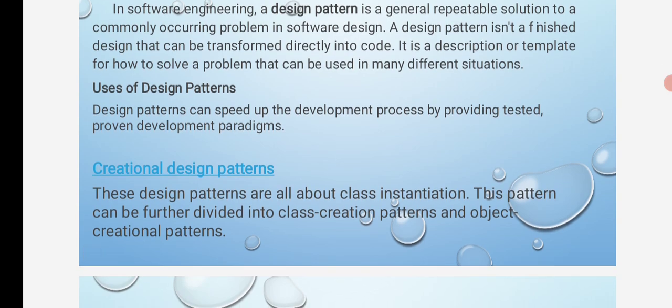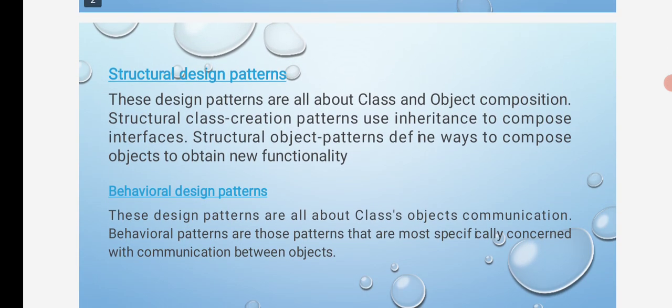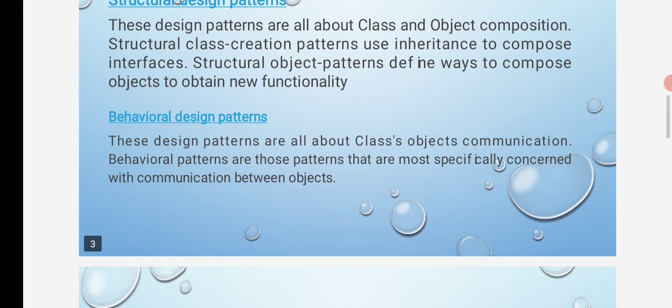Creational design pattern. These design patterns are all about class instantiations. This pattern can be further divided into class creation pattern and object creation pattern. Then structural design pattern. These design patterns are all about class and object composition. Structural class creation patterns use inheritance to compose interfaces. The structural object patterns define a way to compose objects to obtain new functionality.